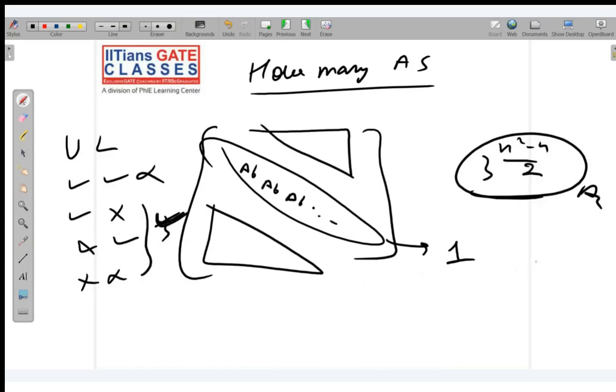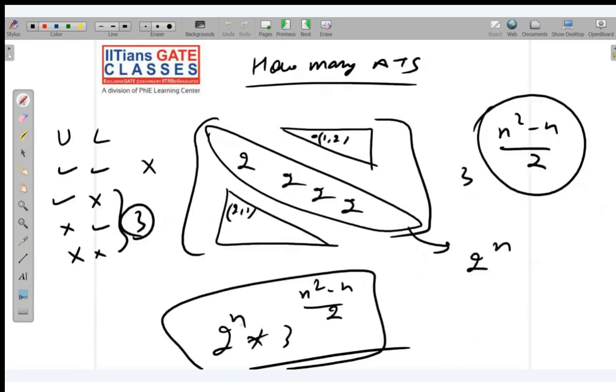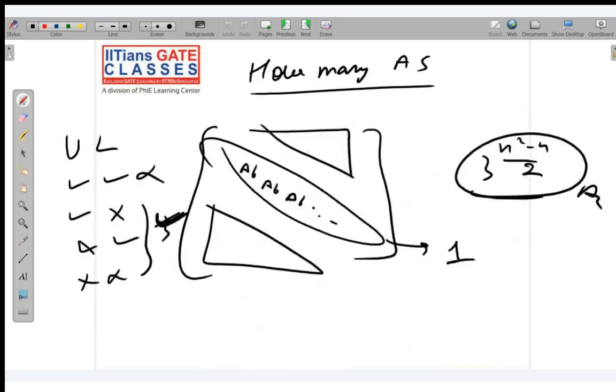Any doubt? No, sir. Same as previous. But in previous we have 2 power n also. Sir, because in diagonal every element has 2 possibilities. But here only one possibility, all should be absent. So the only difference is this thing. Good question. They can ask like this also: AS ratio ATS. So it will be 1 ratio 2 power n.